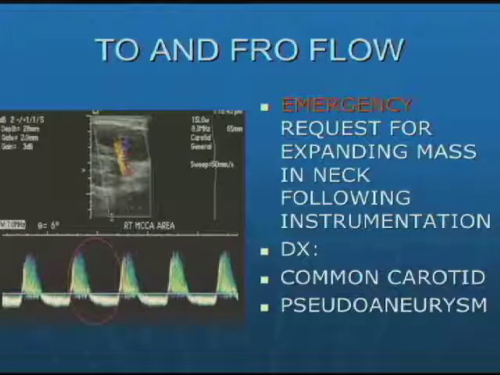To and fro flow is a very important kind of flow to identify. Remember, we mentioned that if you see it throughout the arterial system, that it's maybe related to aortic insufficiency. But when you see it focally, it is related to a pseudoaneurysm. And in this case, in the carotid, there was an emergency request for an expanding mass in the neck following instrumentation. And you see the false aneurysm and the typical to and fro flow that it produces.